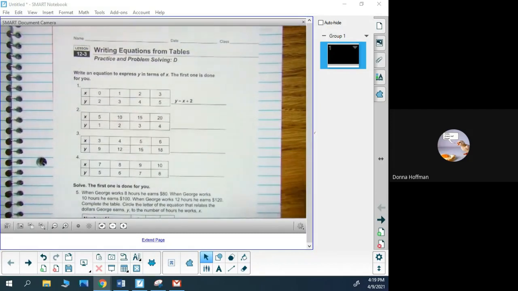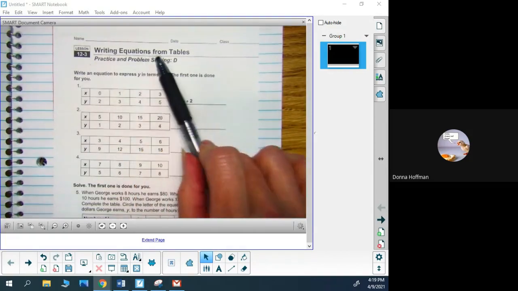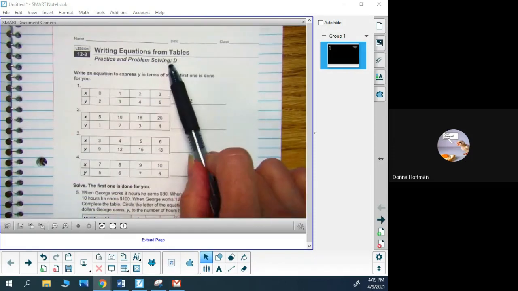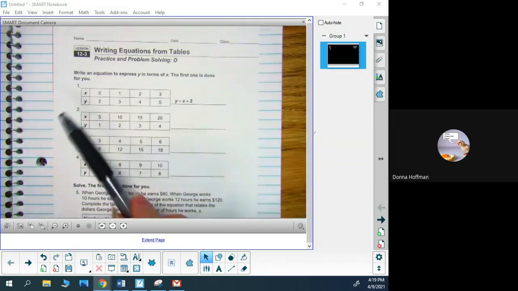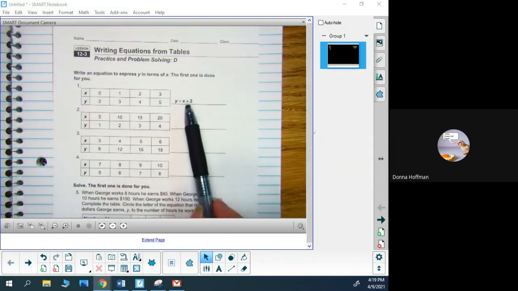Well, actually, you're going to collect them. Probably they'll be sitting up front. You're going to have lesson 12.3, writing equations from tables, and you're going to have practice D, as in dog. And what you're going to do is look at the table and find out what kind of equation you can write from that.